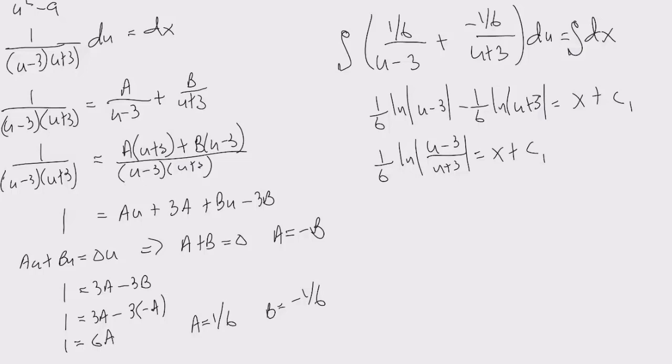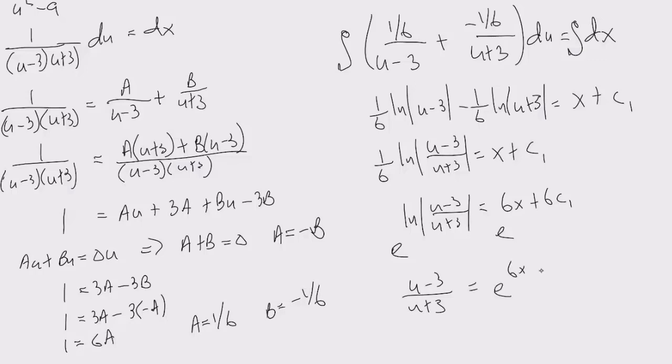Let's multiply everybody by 6. So ln of (u minus 3 over u plus 3) is equal to 6x plus 6c1. And then I can raise e to that power, that log rule about e raised to that power. So that's going to give me u minus 3 over u plus 3 equals e to the 6x plus 6c1.